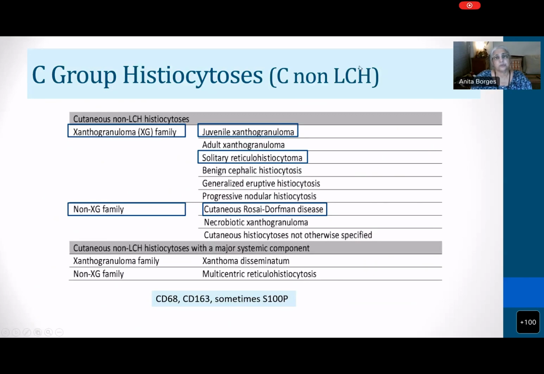We come to the C group, that is the cutaneous group. I told you about juvenile xanthogranuloma, some adult xanthogranuloma, and solitary reticulohistiocytoma. And when you have a cutaneous Rosai-Dorfman disease, S100 protein positive and everything, the Histiocyte Society puts it into the cutaneous group and not into the R group, because of its different behavior.